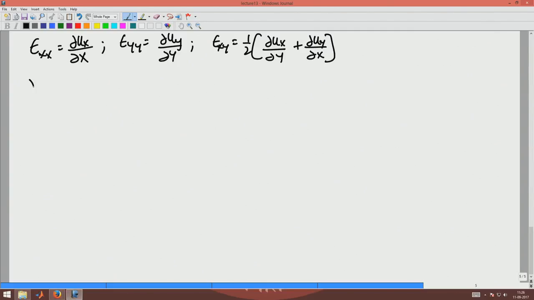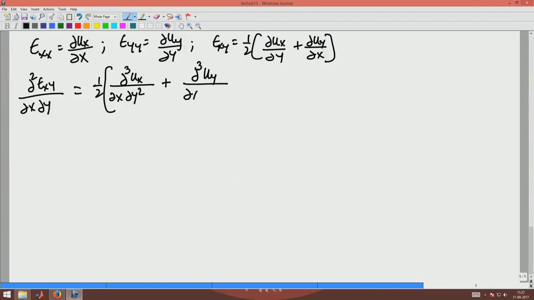Now, let us compute ∂²εxy/∂x∂y. What is this going to be? This is going to be 1/2 [∂³ux/∂x∂y² + ∂³uy/∂x²∂y].